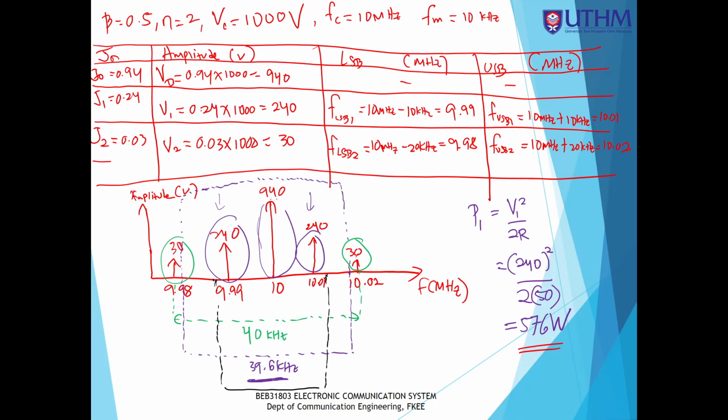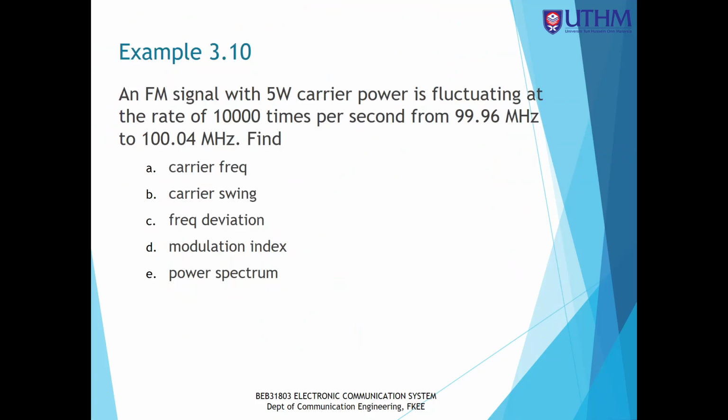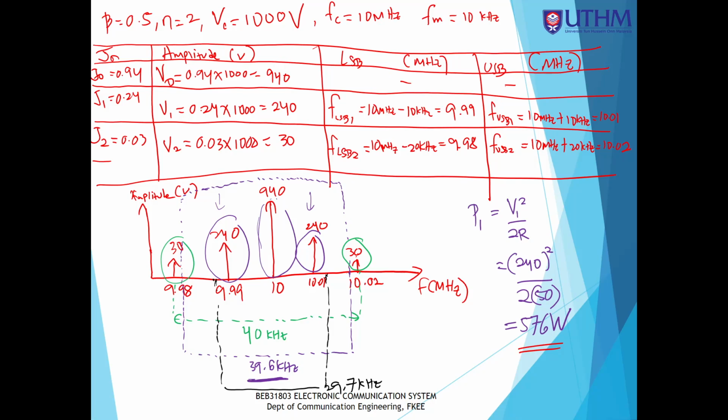So this is 29 point... how much? 29.7 kilohertz. So within the 99% of Carson, we still get the smallest, which would be the first pair of sideband. So the first pair of sideband is the smallest sideband, the first sideband in this example.